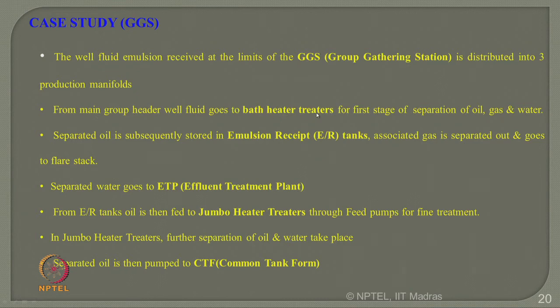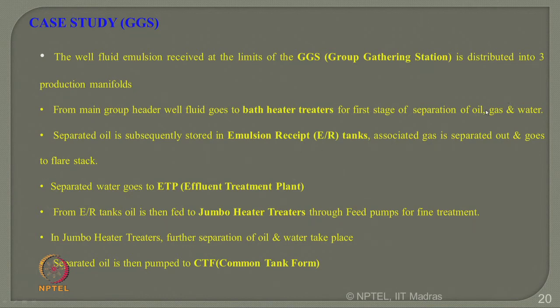The bath heater treater is basically a container or equipment where the first level of separation of oil, gas and water takes place. The separated oil from the bath heater treater is subsequently stored in emulsion recipient tanks, indicated as ER tanks. The associated gas is separated out and goes to the flash tank, because this gas needs to be flared off, otherwise it will increase the pressure, which can cause a catastrophic disaster. So, this gas has to be flared off.